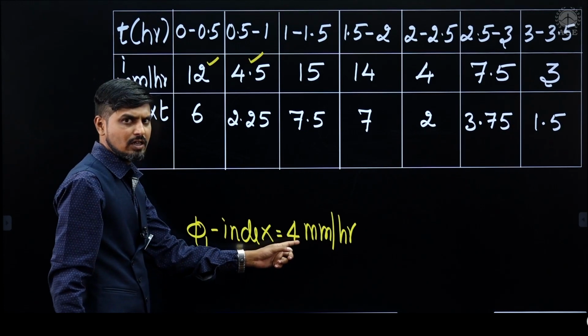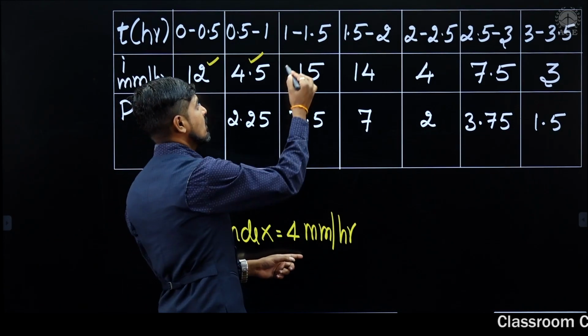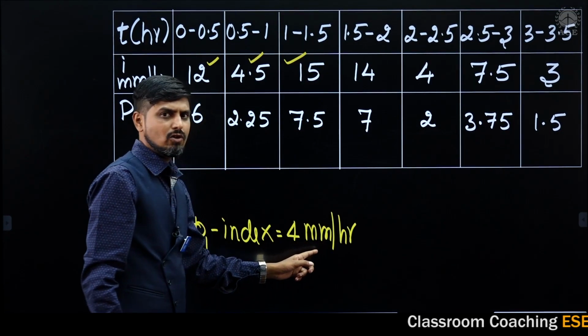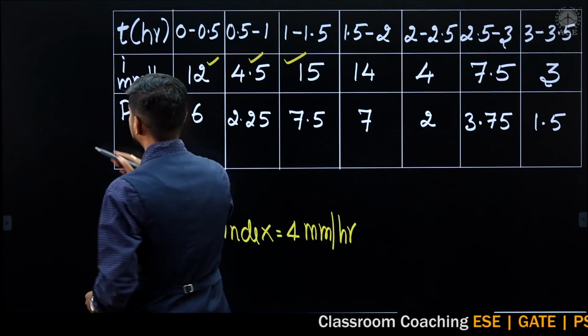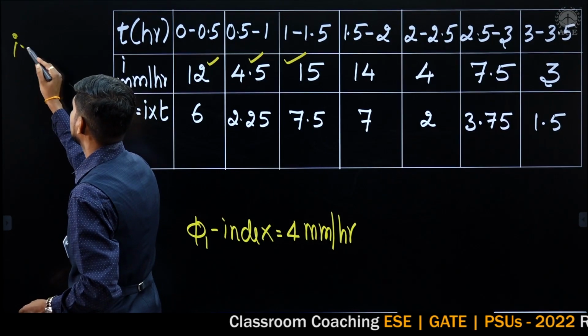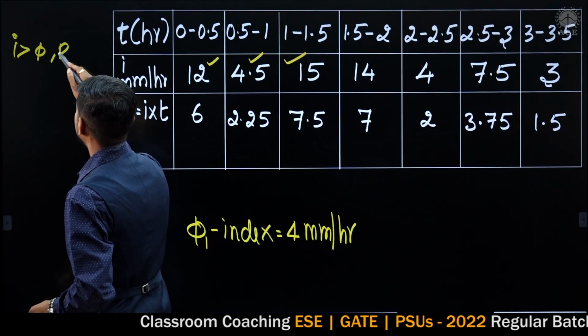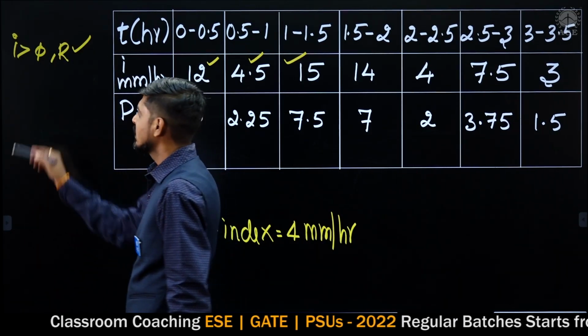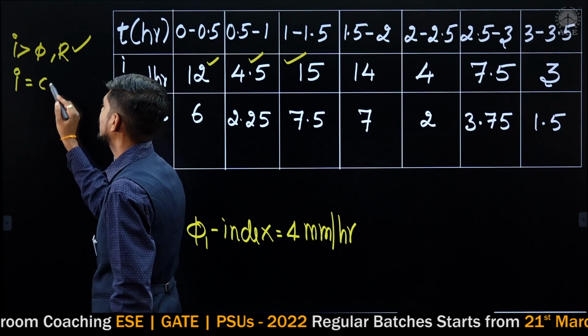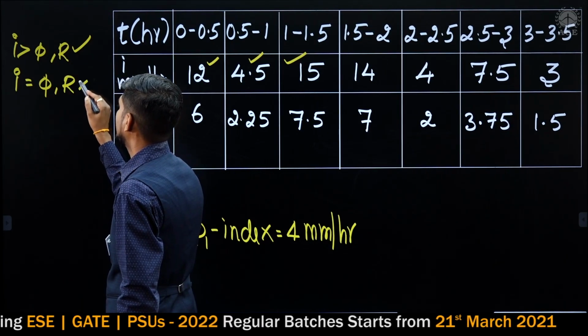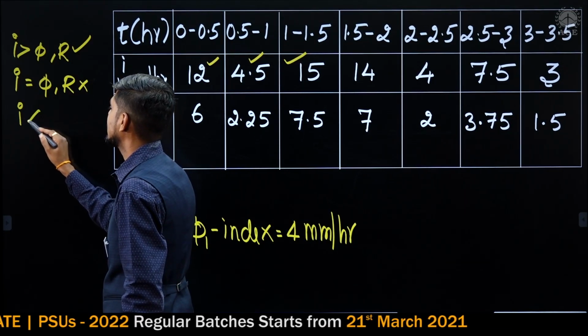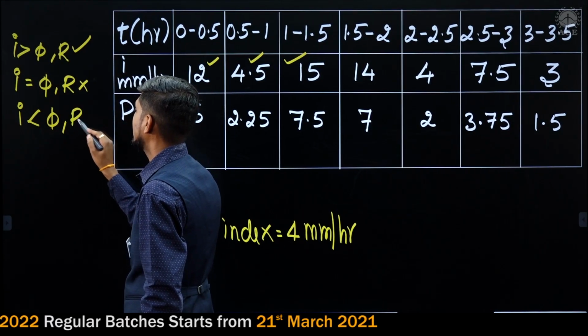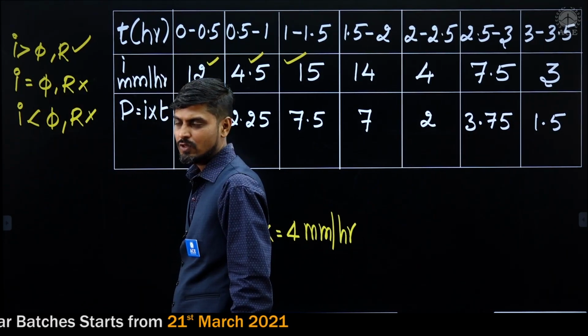4.5 is also greater than 4, there will be runoff. 15 is greater than 4, so there will be runoff. This thing you should remember: intensity greater than phi index, then there will be runoff. Intensity equal to phi index, then there will be no runoff. Intensity less than phi index, then there will be no runoff.